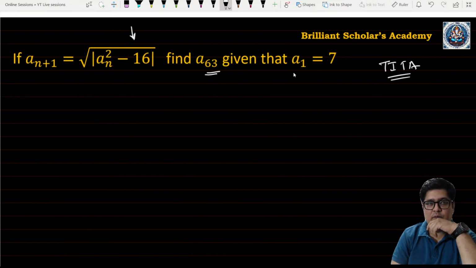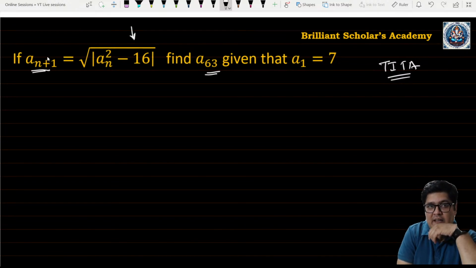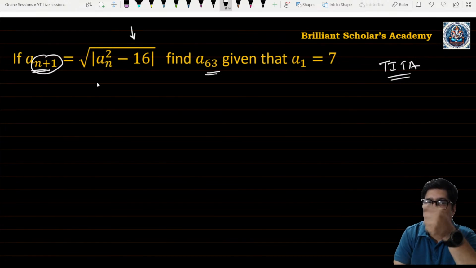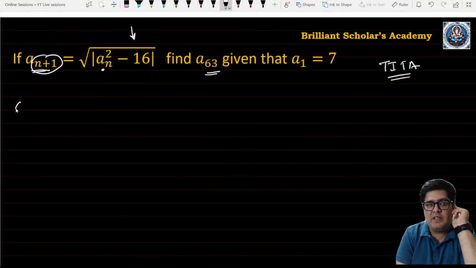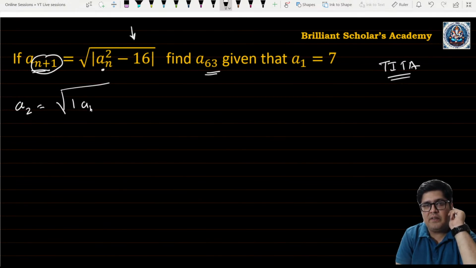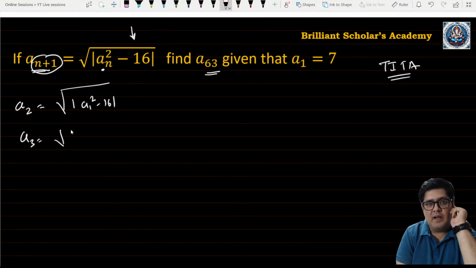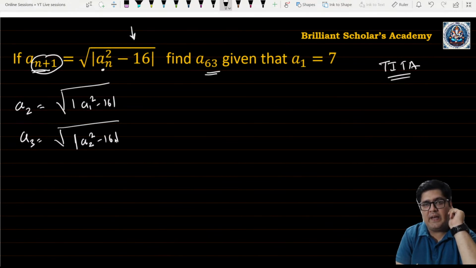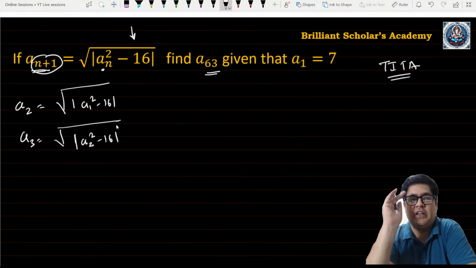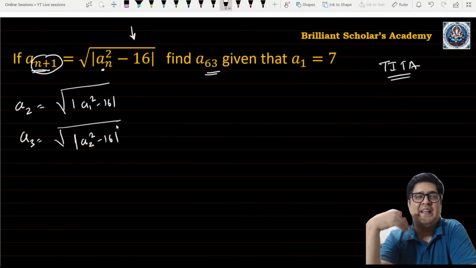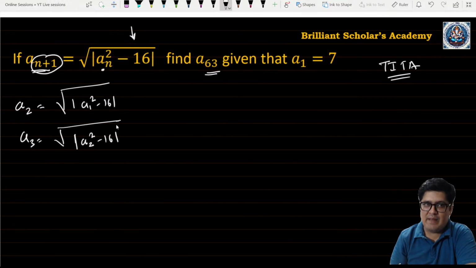What does this mean? The next term of the sequence will be found by putting the previous term inside the root over. So if I want the second term, I will have to put here the modulus of the first term. If I want the third term, I will have to put here inside the square the second term, and so on. So in the first 4 or 5 steps, I do not see a pattern. The question is not solvable, at least by me or you in the exam for that matter.